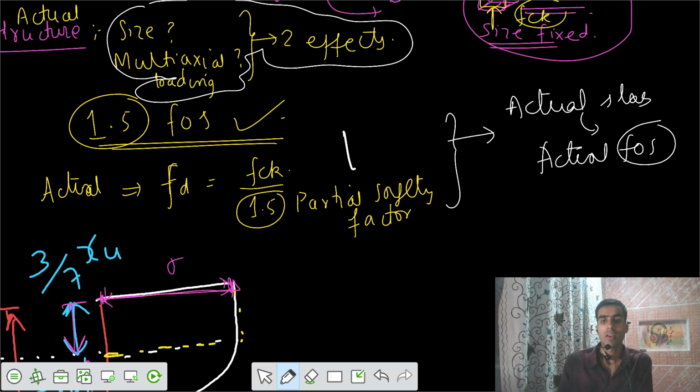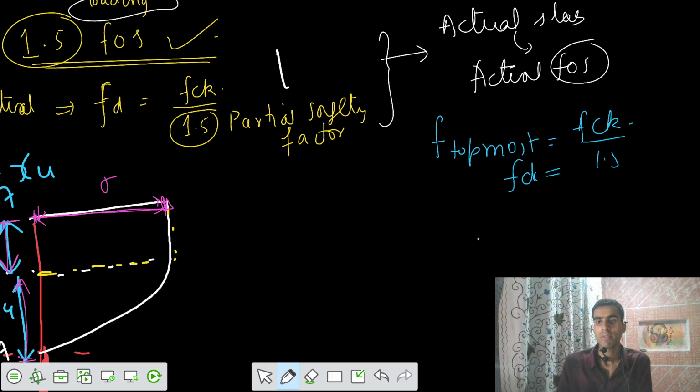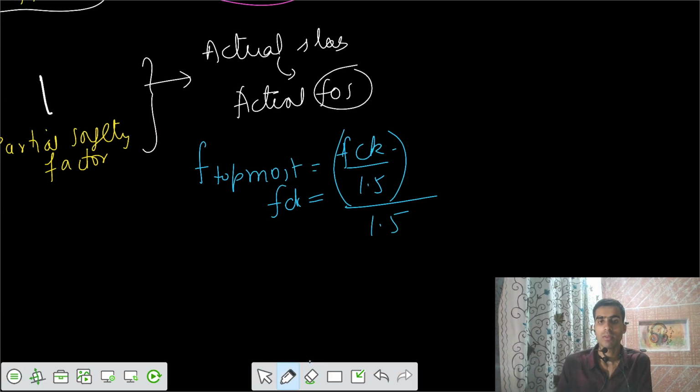So finally your stresses should be design stresses. The stress at the topmost fiber, let's write F topmost, should be equal to our design strength. Initially it was FCK, then you divide by the partial safety factor, so you have to divide the entire part by 1.5, and you would get a value of 0.045 FCK.